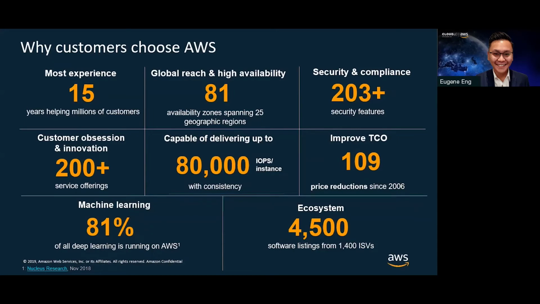The next thing is machine learning. We have more machine learning happening on AWS than any other cloud. 81% of all deep learning is running on AWS. What we are trying to do is put machine learning in the hands of every developer and data scientist. And last but not least, we have a big ecosystem where we have millions of active customers every month, and a rich partner ecosystem with consulting partners such as Cloud4C, and of course software partners that can help with any kind of solution that you're looking at.